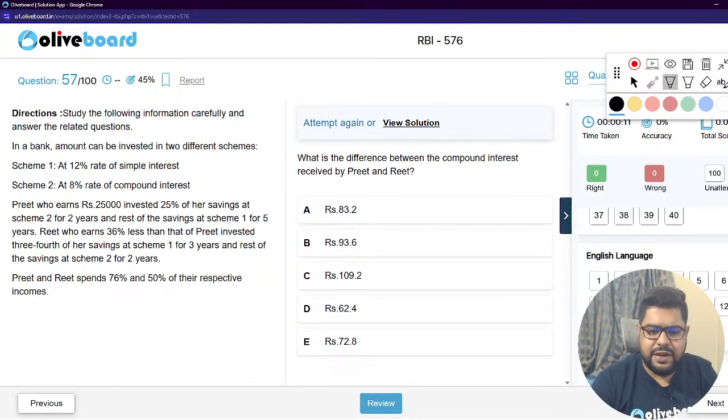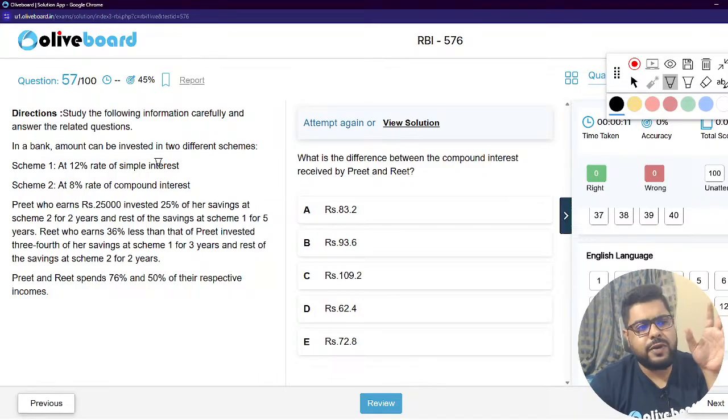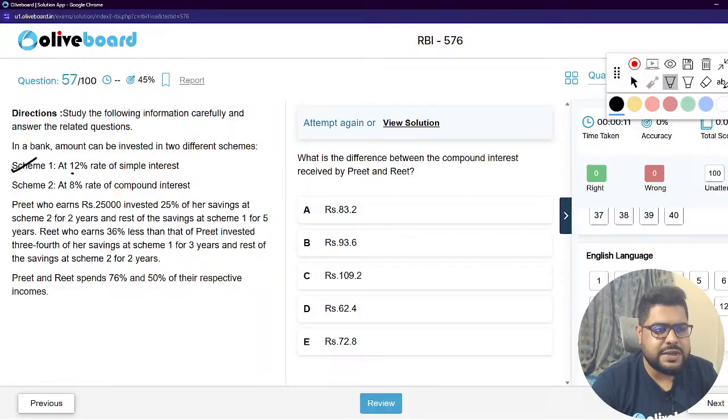They have given you some parts. Let us understand what is going on. Chalo, dekhte aa jao. First things first. In a bank, amount can be invested in two different schemes. Scheme 1 is 12% rate of interest, simple interest. Scheme 2 is 8% rate of compound interest. Okay. Preet, who earns this much?